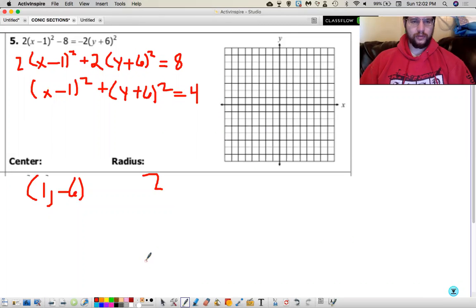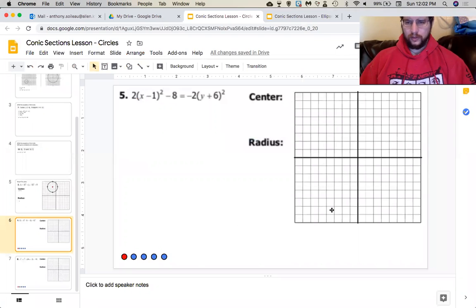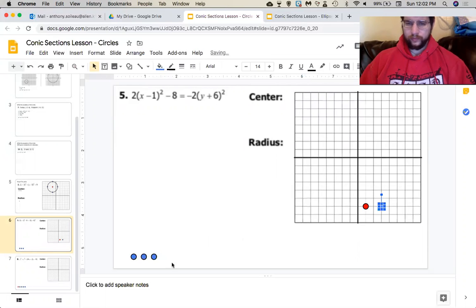Radius is 2. Center, 1, -6, if I counted correctly. Put your dots, it's a radius of 2. Go kind of quick here.